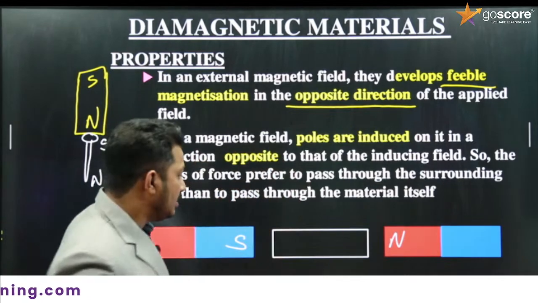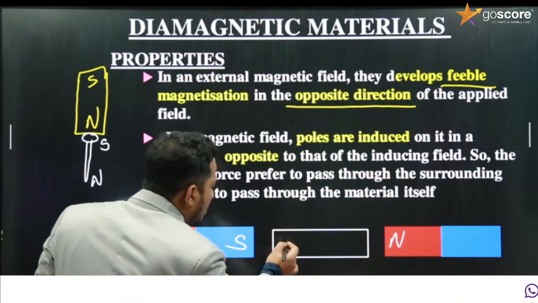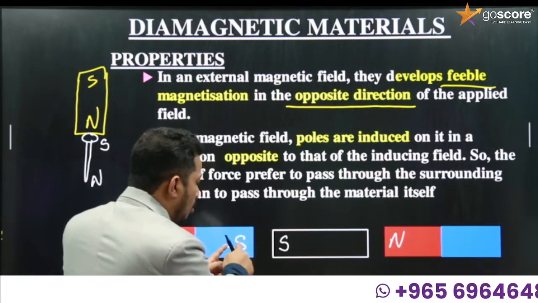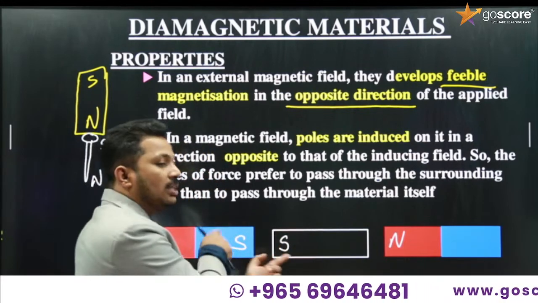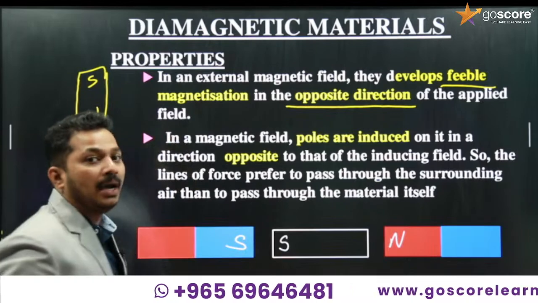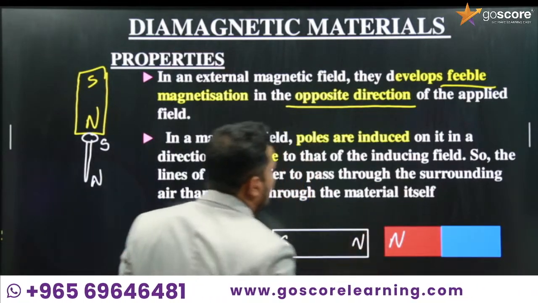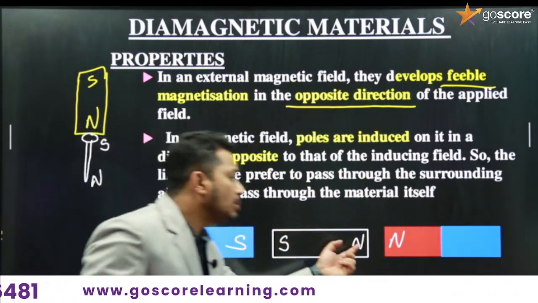Opposite directional magnetization means this is same directional magnetization. So opposite direction means it will be south pole. Don't think that these are same polarity, south pole and south pole. Don't think that these are same directional magnetization. This is just opposite direction. This is the opposite directional magnetization, and this will develop north pole. Since it is oppositely magnetized, north pole will be there. It will be inducing north pole here.